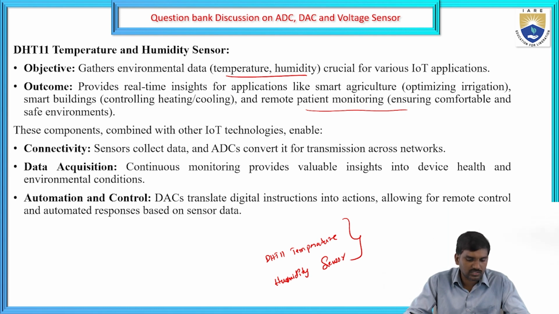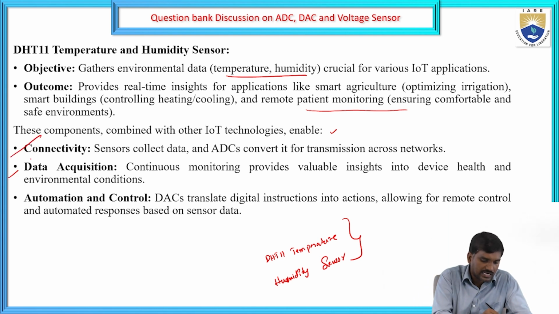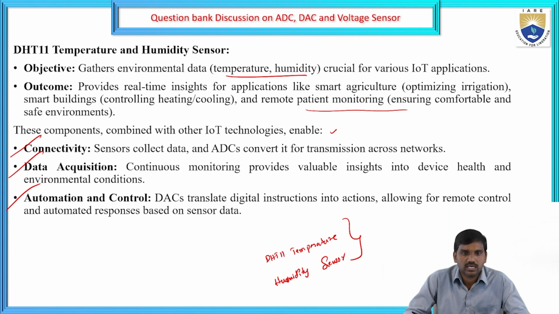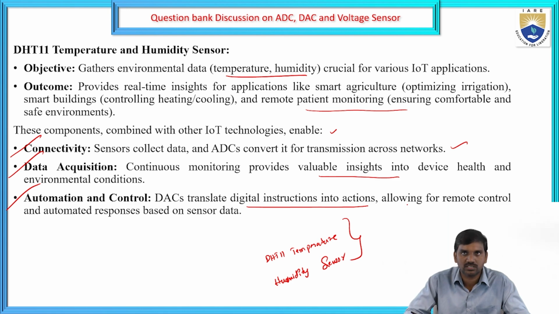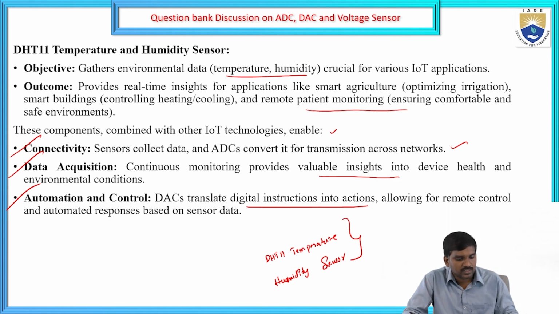These components are combined with other IoT enabling technologies also, apart from connectivity, data acquisition, and automation and control. Here, sensors collect data and ADCs convert it for transmission and access networks. In data acquisition, continuous monitoring provides valuable insights into device health and environmental conditions also. Next, in automation and control, the DAC, the digital to analog converter, translates digital instructions into actions, allowing for remote and automated responses based on the sensor data. So these are some components, like connectivity, data acquisition, and control systems.